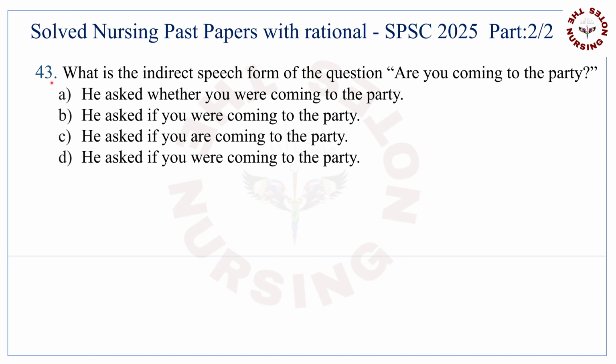Question number 43, what is the indirect speech form of the question are you coming to the party? Correct answer is B, he asked if you were coming to the party.